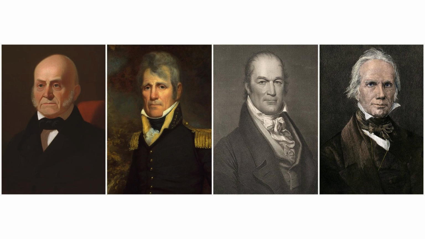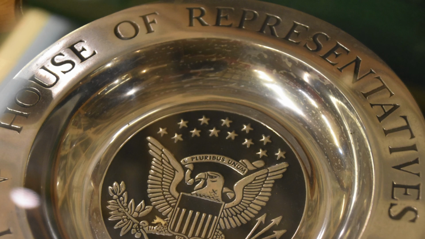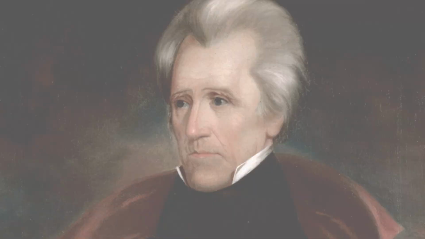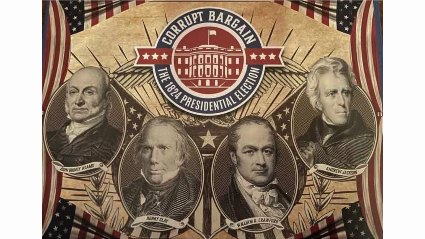Since no candidate received the necessary majority, the House of Representatives had to choose the president, as dictated by the 12th Amendment. Despite Jackson's initial lead, the House elected John Quincy Adams after Henry Clay, another contender, gave Adams his support. Clay's move was controversial and led Jackson's supporters to accuse Adams and Clay of striking a corrupt bargain when Clay was appointed Secretary of State under Adams.